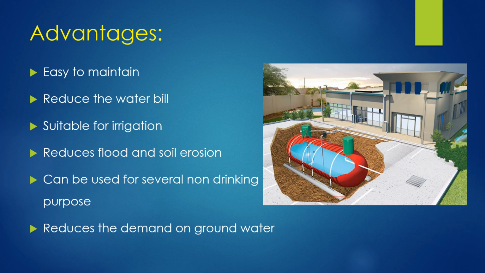It can be used for several non-drinking purposes. As it is rainwater, we cannot use it for drinking, and it reduces the demand on groundwater. All people can now attain their own rainwater harvesting in their home, so they can reduce the demand on groundwater.